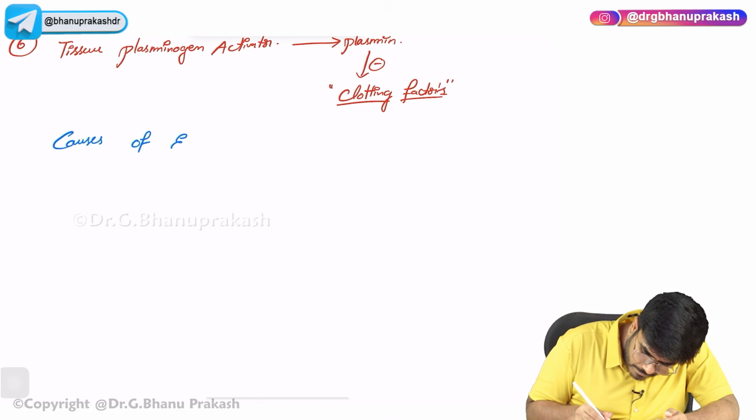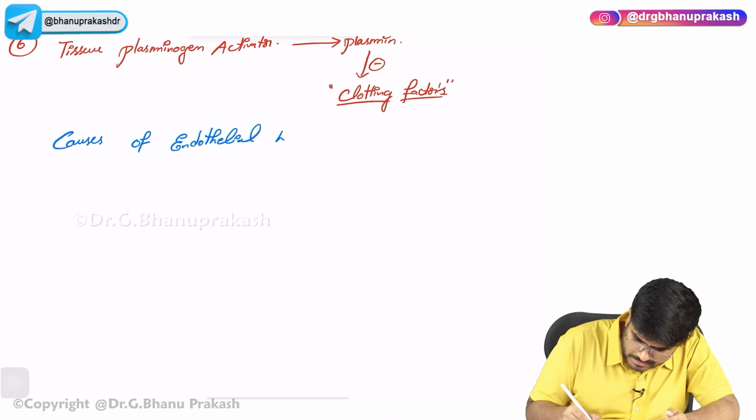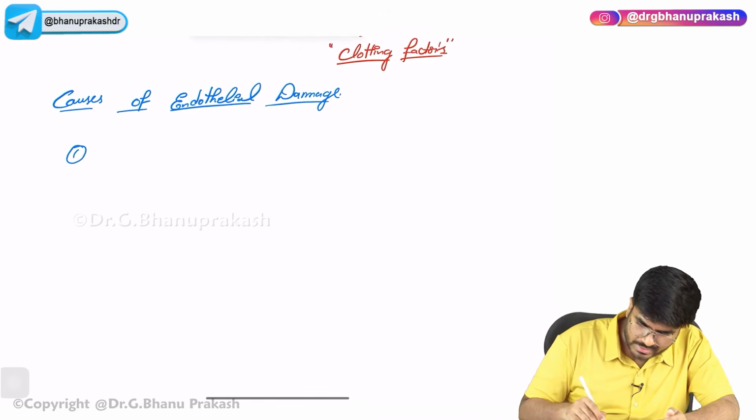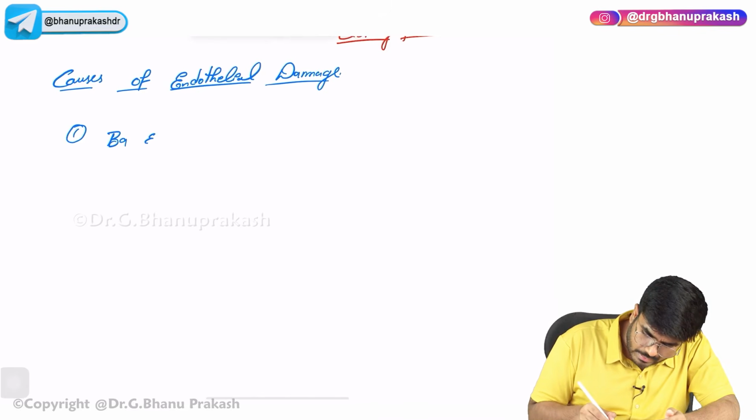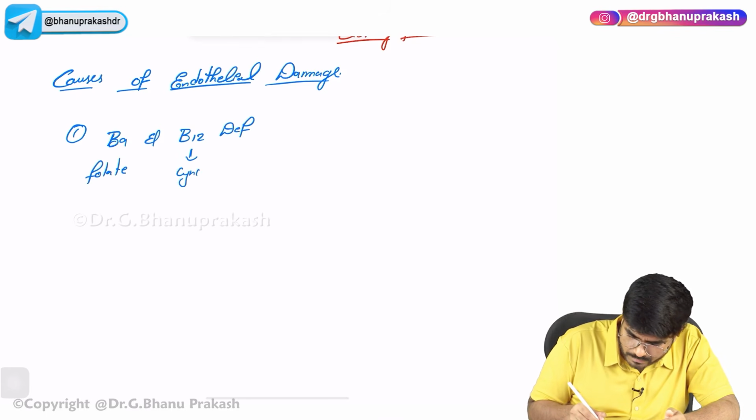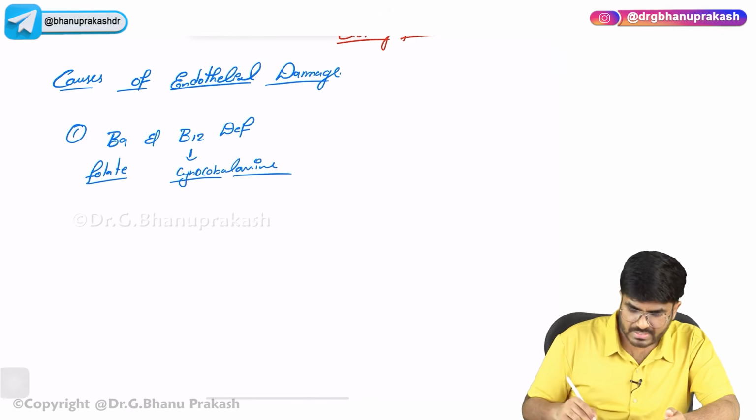Causes of endothelial damage. Why is the endothelium getting damaged? The number one cause, let me write, vitamin B9 and B12 deficiency. B9 is folate and B12 is cyanocobalamin. So B9 and B12 deficiency can lead to endothelial damage.